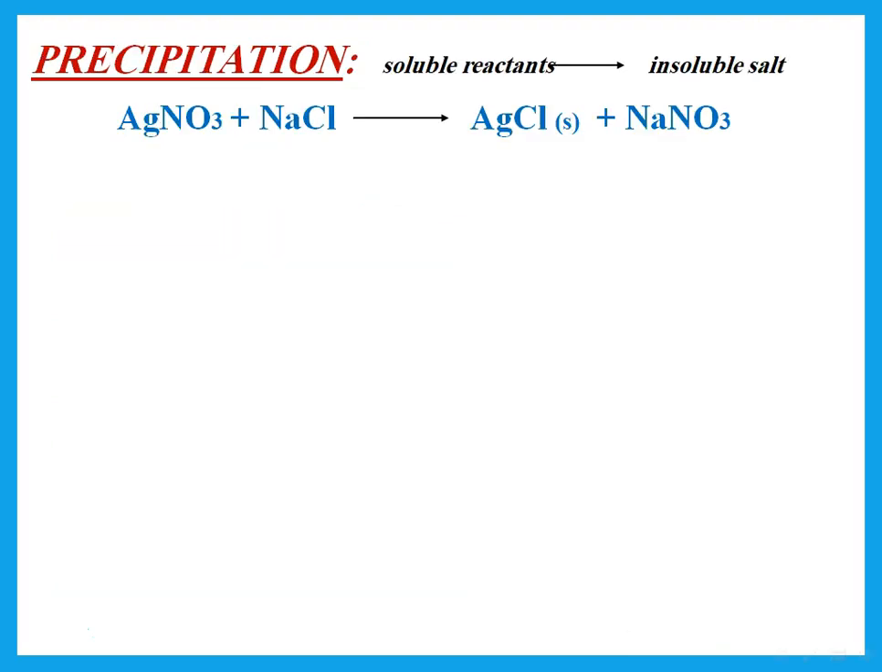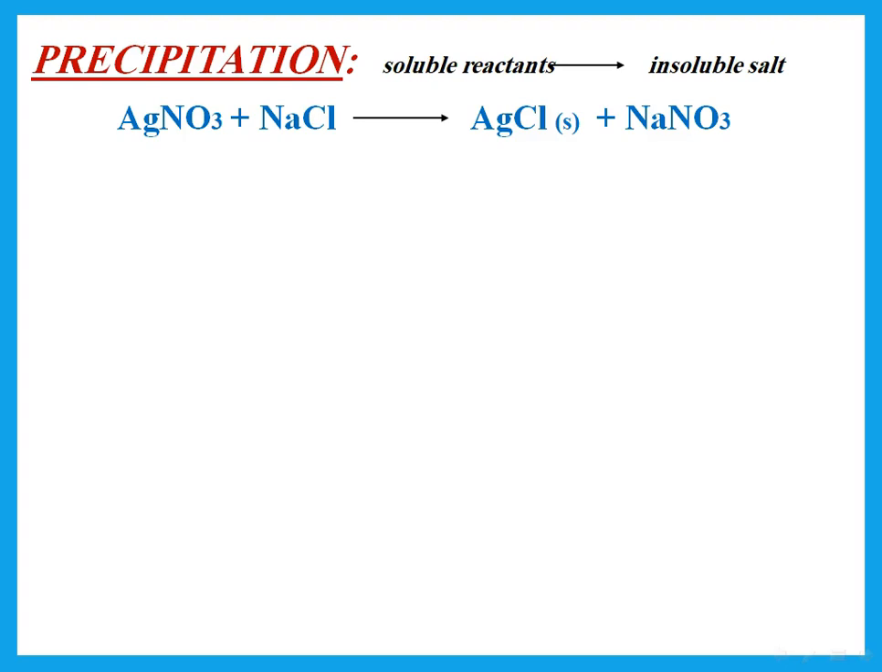The other method of preparing salts is called precipitation. In precipitation, I'm trying to prepare something that is insoluble. So for example, I'm trying to prepare silver chloride. Silver chloride is a solid. It does not dissolve. In order to prepare it, I have to add two solutions. So I need two soluble reactants.